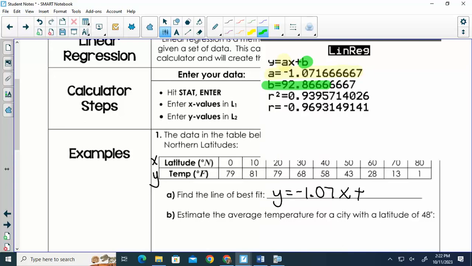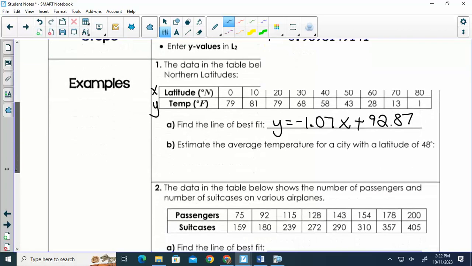So negative 1.07x plus b, which is the y-intercept. So that's 92.866. So I would round this to 7. So I have negative 1.07x plus 92.87. Did everybody get that line? And understand how I got my A and my B there? Okay. So then we can answer the second question.